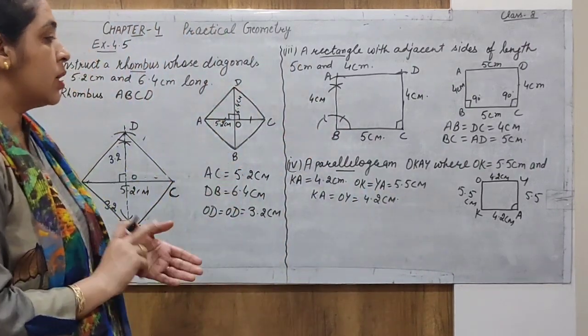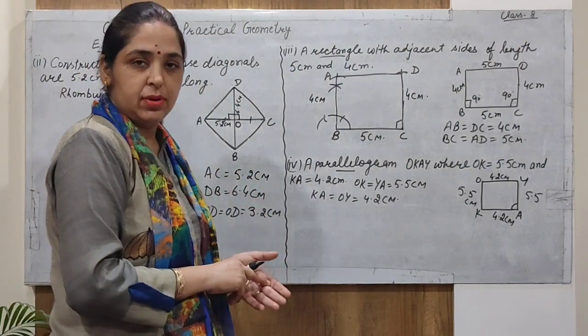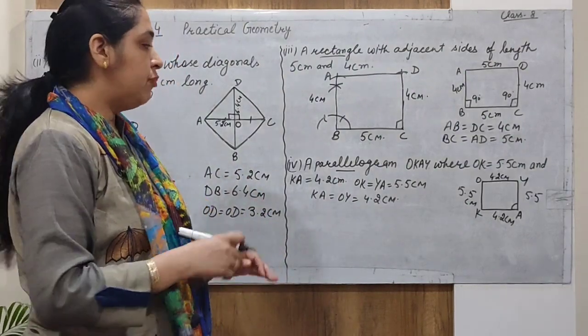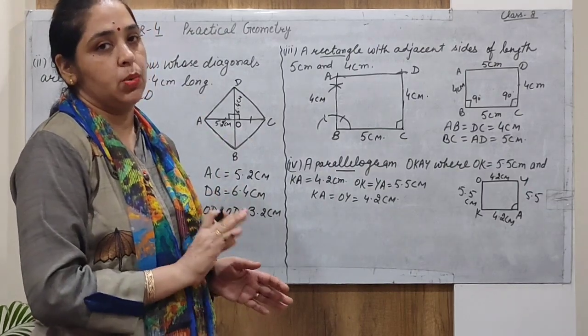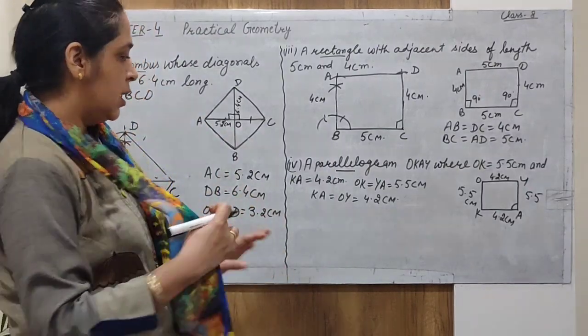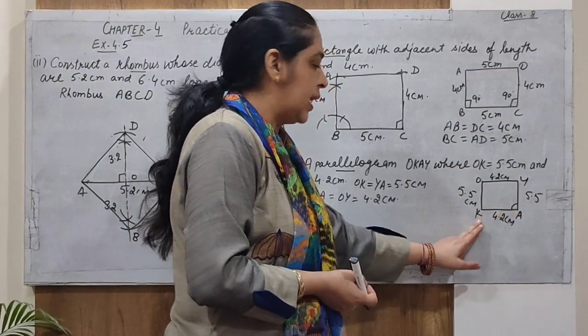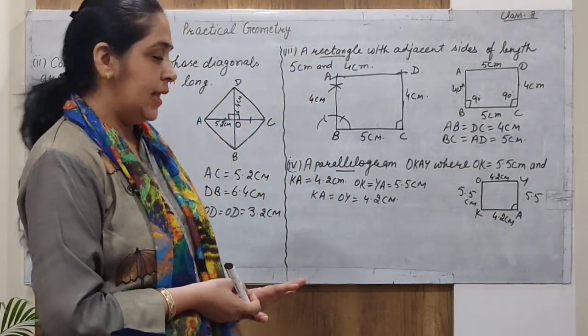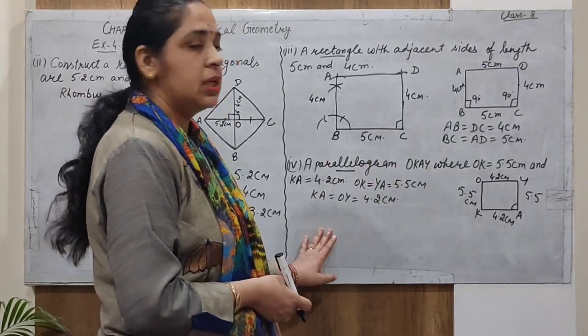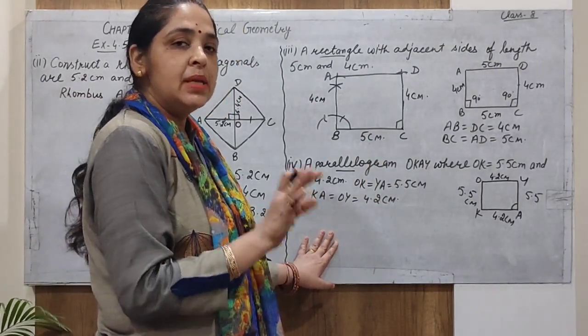So to draw a quadrilateral, four sides are given. But as we know, only four sides are not required. At least one angle must be required. So at least if one angle is given either with A or with K, we can draw a quadrilateral. Now here angle is not given, so we can select any minimum angle.